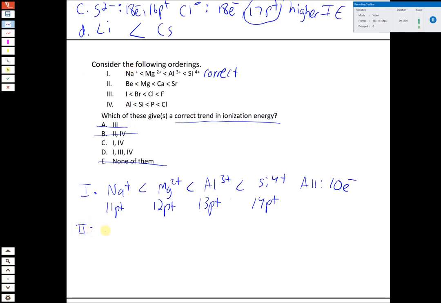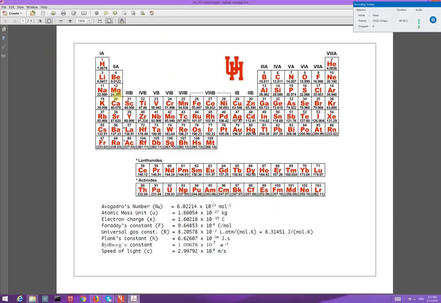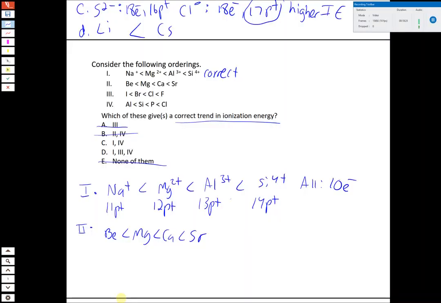Choice number 2, beryllium, magnesium, calcium, strontium. These ones are all in the same column of the periodic table as we'll see. Beryllium, magnesium, calcium, strontium. The ionization energy should decrease in that order. Beryllium should be higher than magnesium, which is higher than calcium, higher than strontium. So we should get a lower and lower ionization energy as we go down. That's the opposite of what's written. So this one is incorrect.